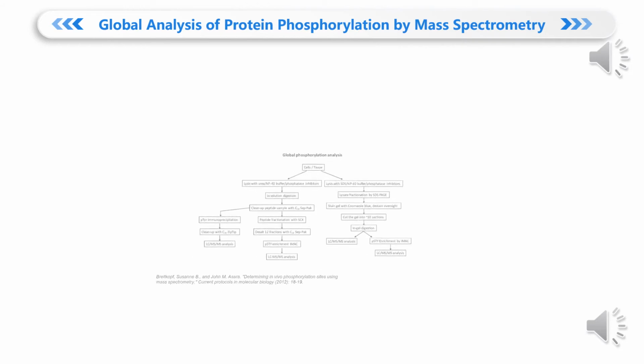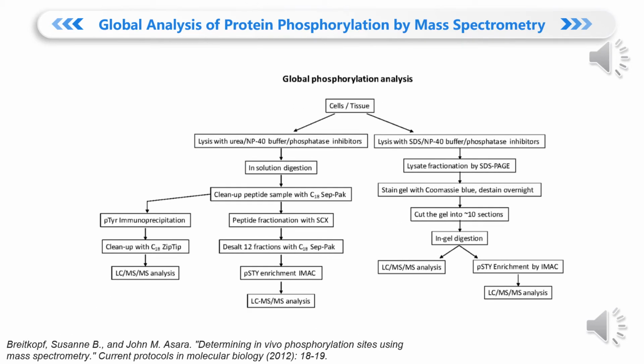Global phosphorylation site analyses capture phosphorylated sites from biological sources, and are more time-consuming. It has several strategies. The first strategy involves digesting the whole cell lysate, followed by peptide fractionation by strong cation exchange chromatography, and phosphopeptide enrichment by metal ion affinity chromatography and titanium dioxide beads.